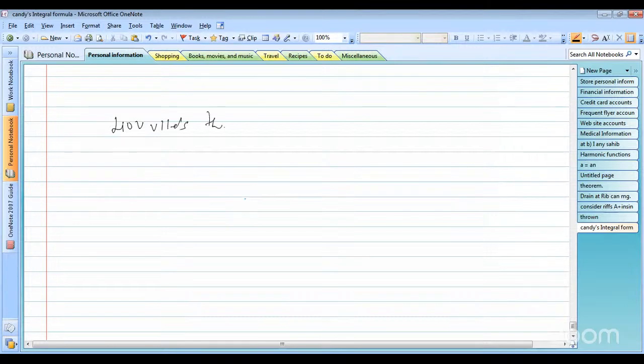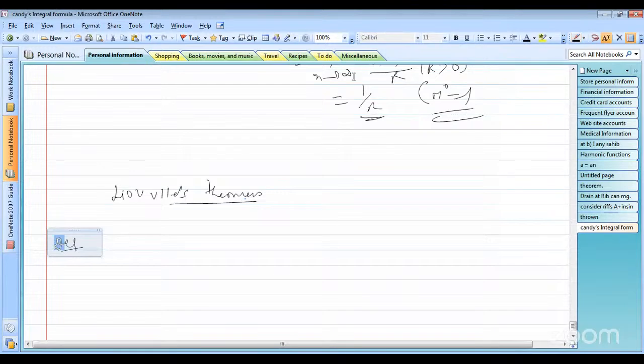Liebow's theorem. That is the definition I am writing there. Liebow's theorem.